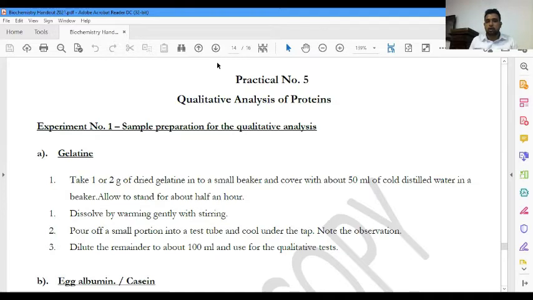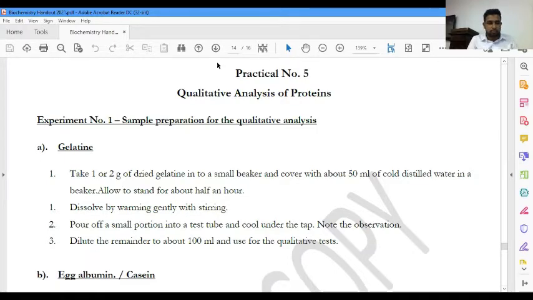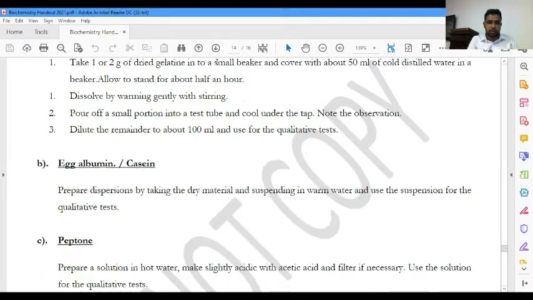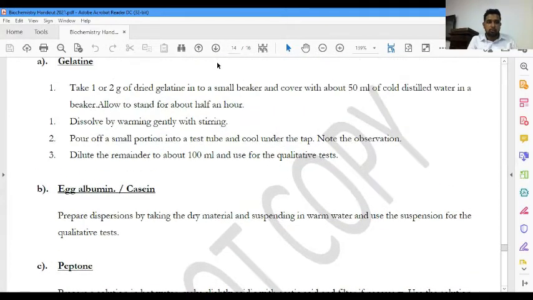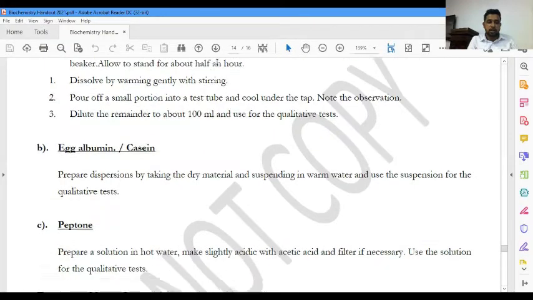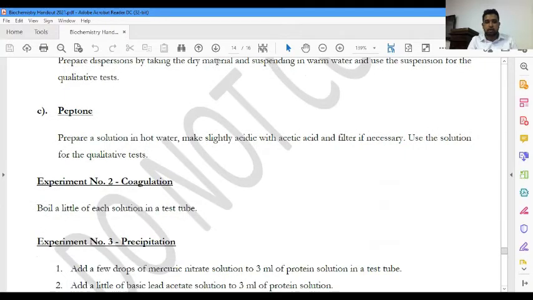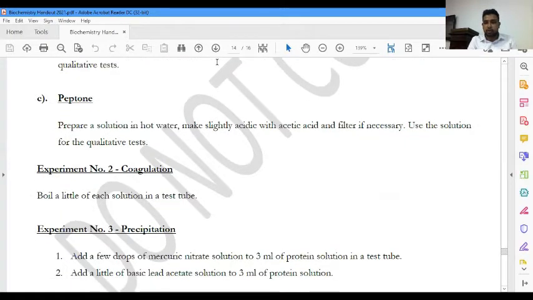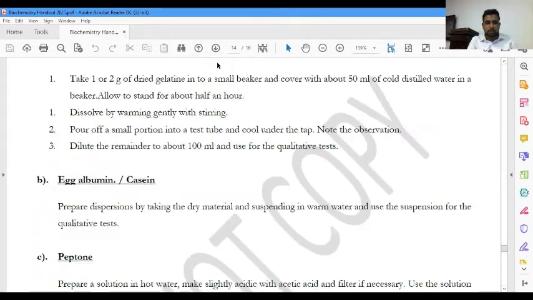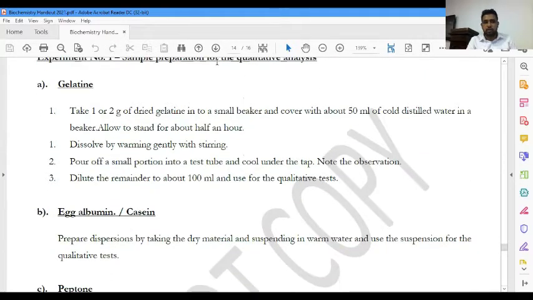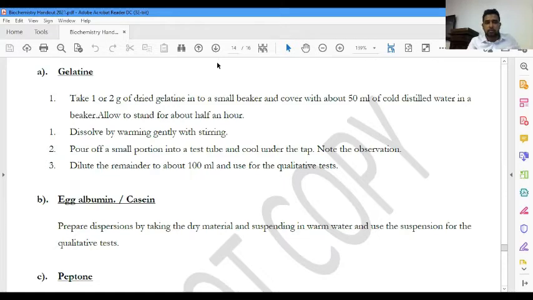So with that knowledge, we will do some qualitative analysis of proteins. First of all, according to our practical schedule, we have to do some sample preparation for a few kinds of proteins. In here we're going to use gelatin, egg albumin, casein, and peptone. After that we are going to test those proteins for different properties of protein. So first of all, tell me what are the differences you see between gelatin, egg albumin, casein, and peptone?